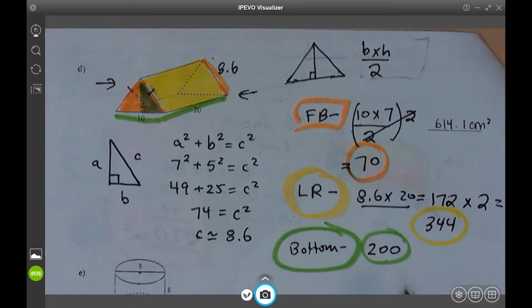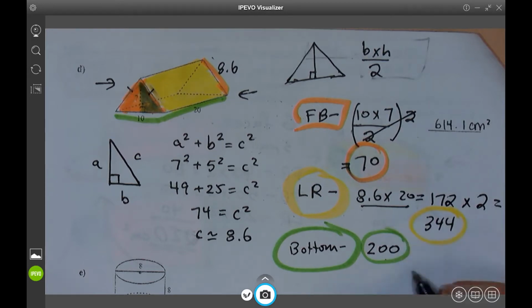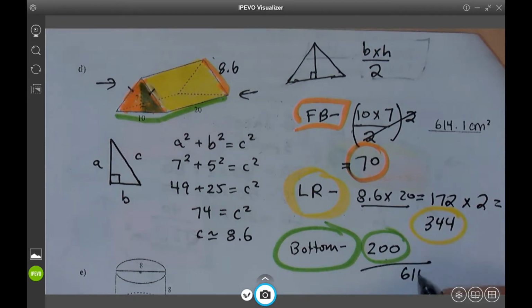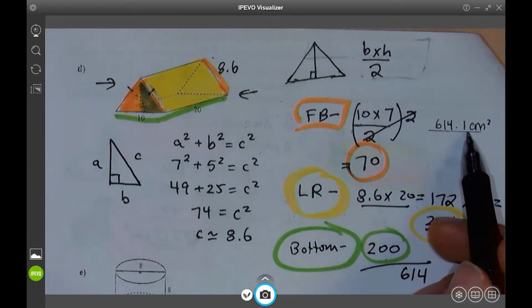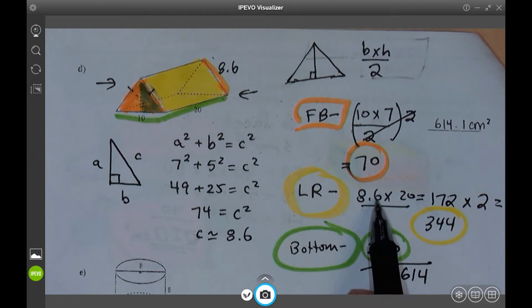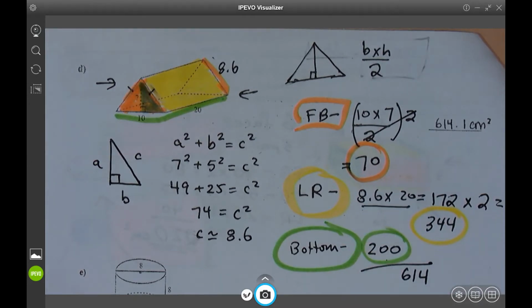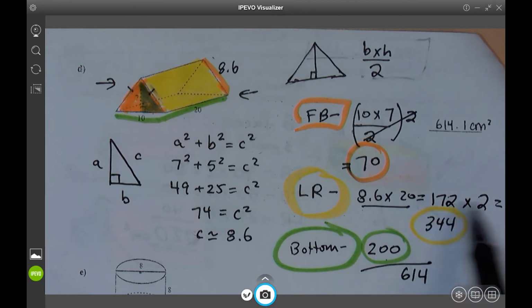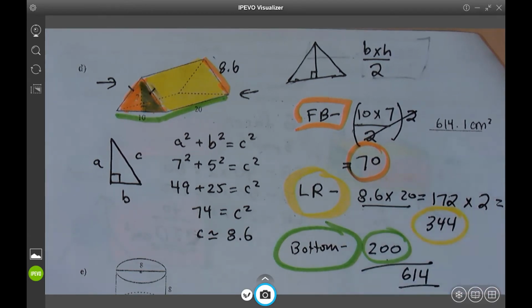So I add all of these together. 344 plus 200 plus 70 equals 614. Now they had 614.1. That's probably because they rounded a little bit differently than I did here. 8.6 times 20 is exactly 172. They probably got 172.5 or something to that effect. But as you can see, the answer is the same.